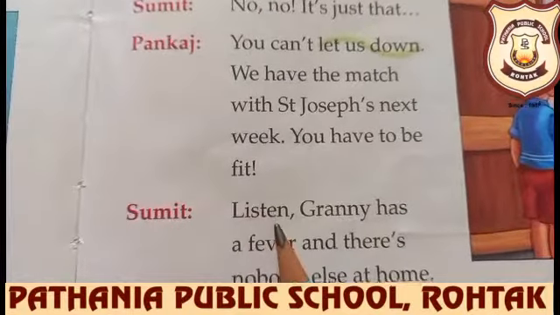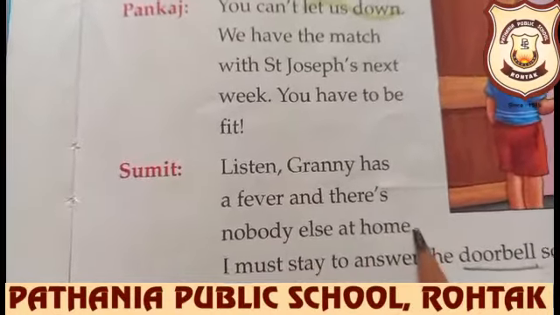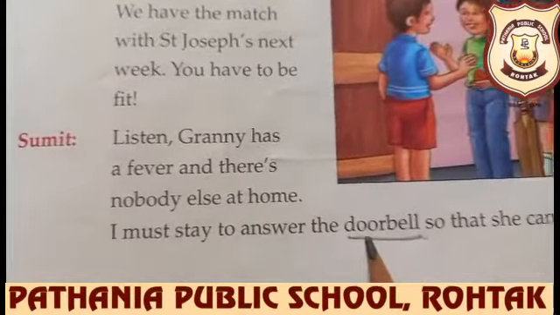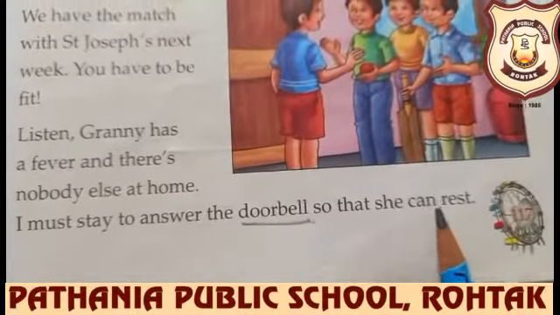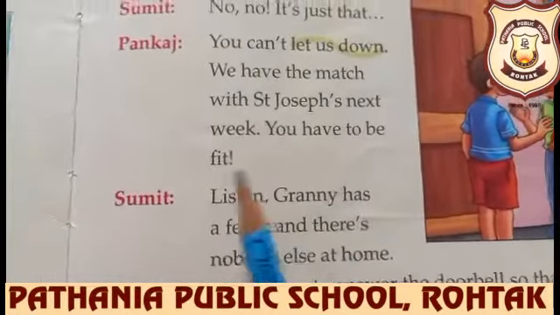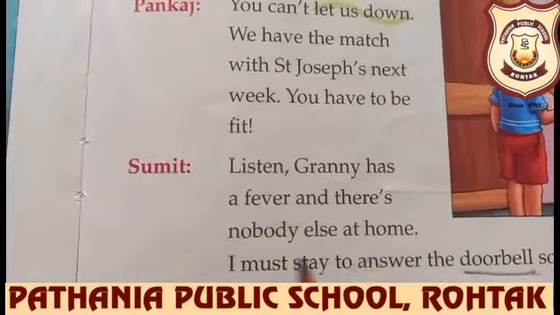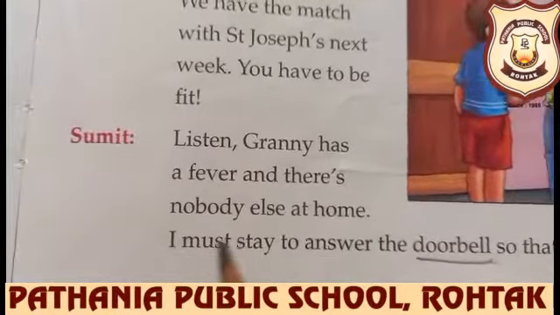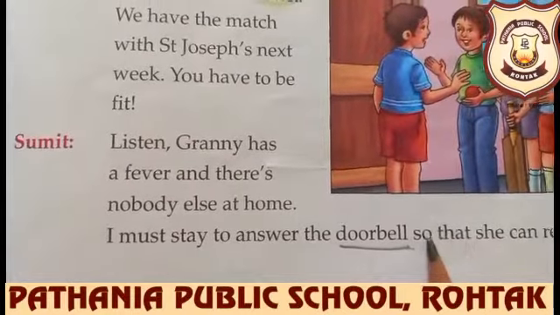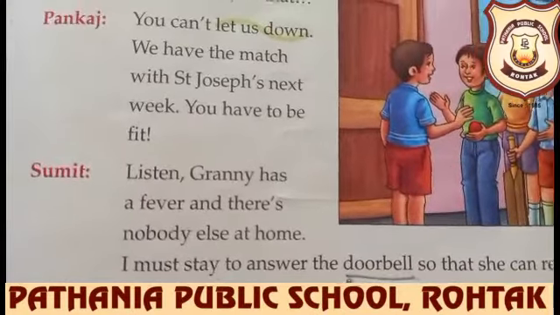Sumit says, "Listen, Granny has a fever and there is nobody else at home. I must stay to answer the doorbell so that she can rest." So this is the reason. "Don't worry, I'm completely fit. Only Granny is having fever. That's why I have to take care of my Granny. So I must stay to answer the doorbell. I'm staying to help my Granny." So underline doorbell also.